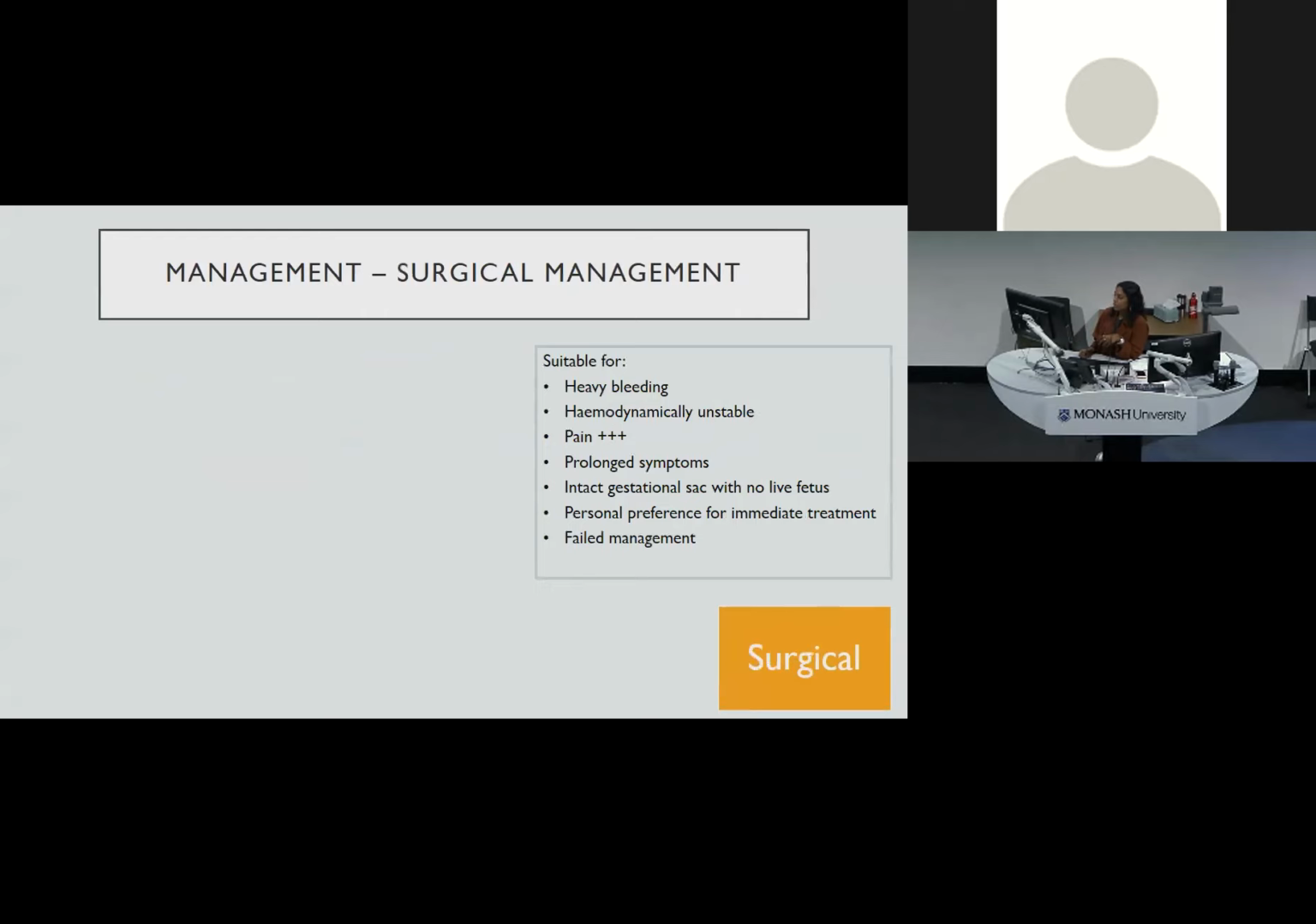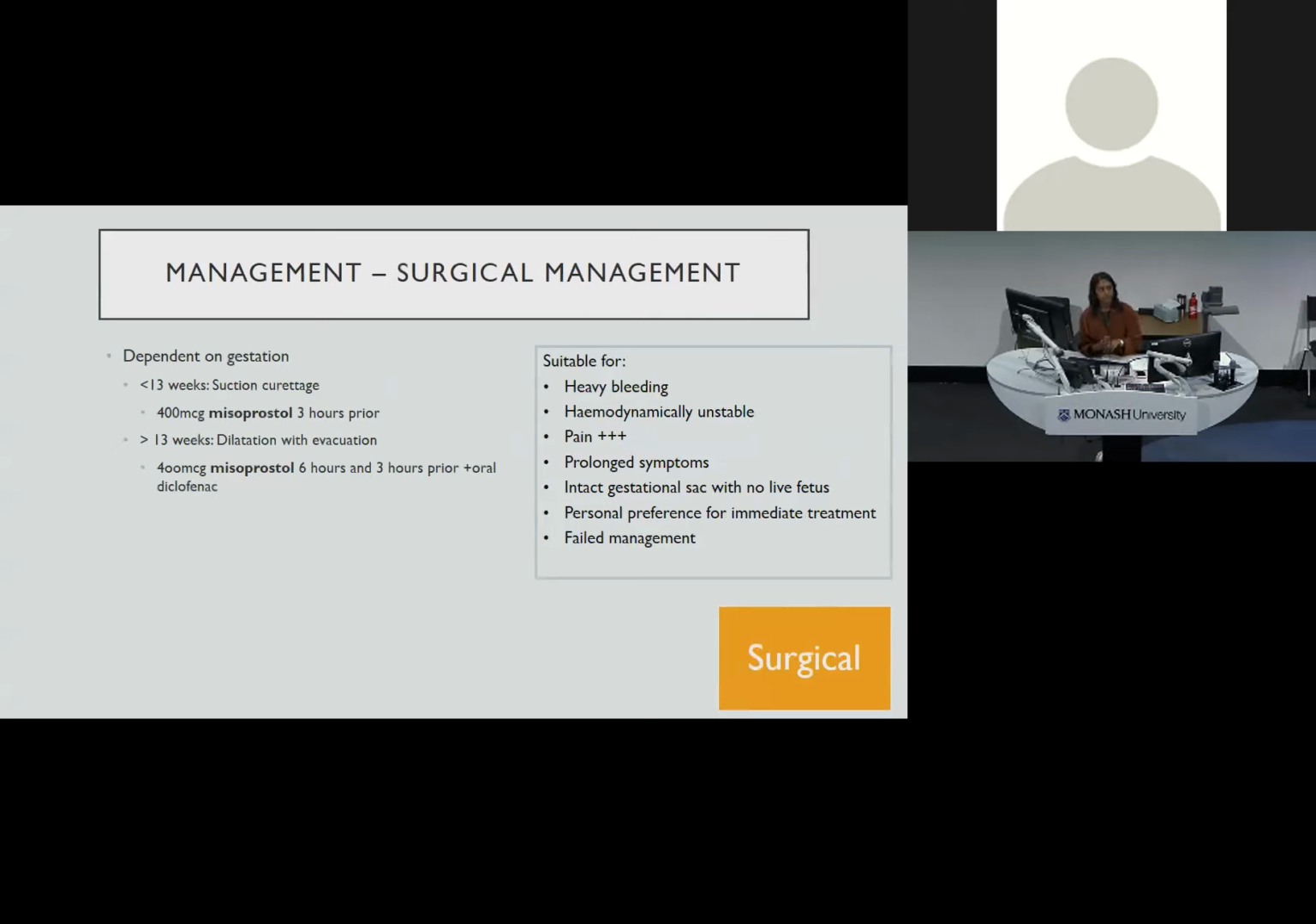In terms of your surgical management, it's suitable for anyone who is currently hemodynamically unstable, someone who's got very severe symptoms, so they can't wait, say, for that week for the medical management to actually kick in and have effect. Anyone who has had prolonged symptoms, if they've failed either expectant or medical management, but also if someone decides they want surgical intervention because they don't want to have to deal with the bleeding for the next few weeks, it's definitely fine for them to have surgical management as well.